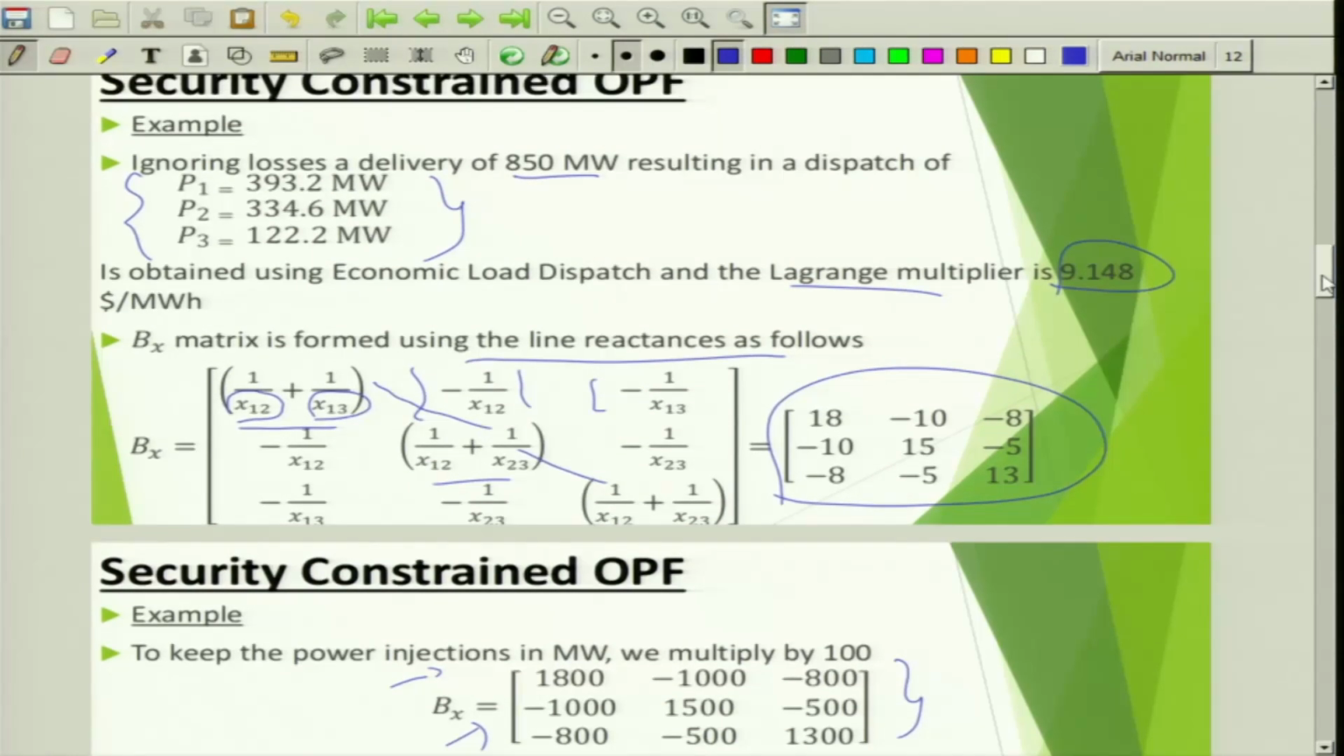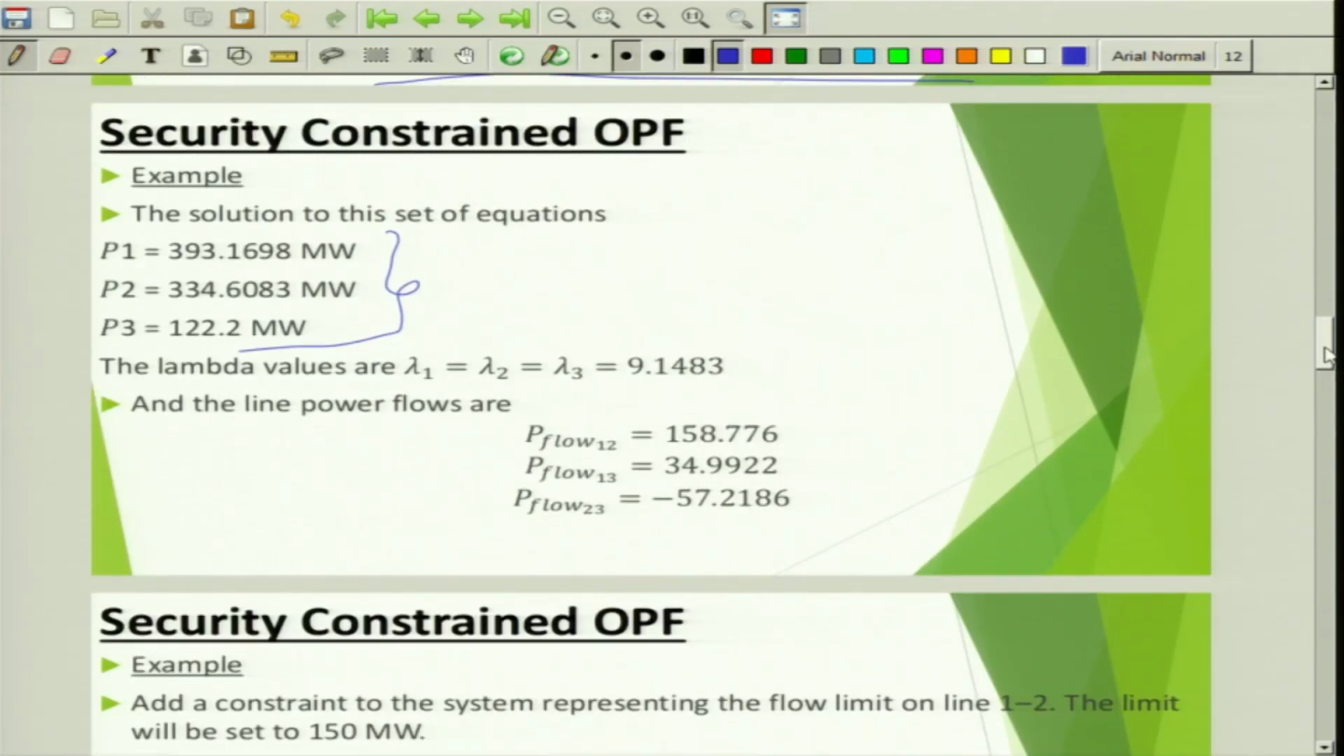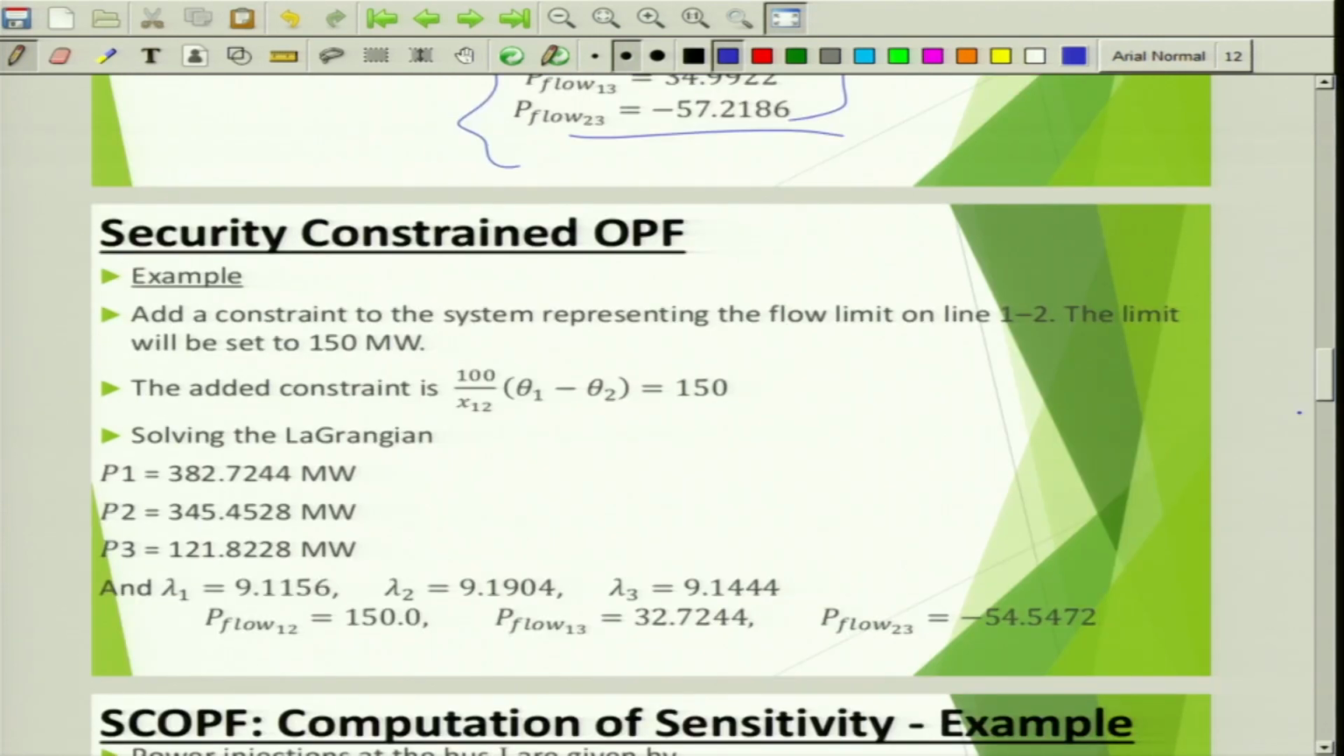You see here you got earlier 393, 334 and 122 using the Lagrangian multiplier. So you will also get nearly the same results, 393, 334 and 122, right. Now you got theta, the lambda is also the same, 9.1483, and now you can calculate the power flows across the different lines. Now you can insert this constraint.